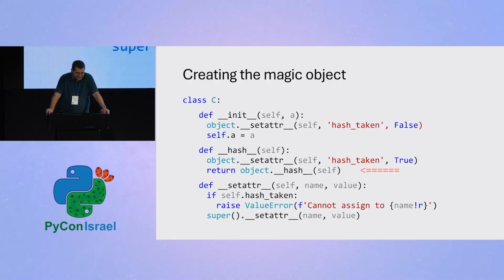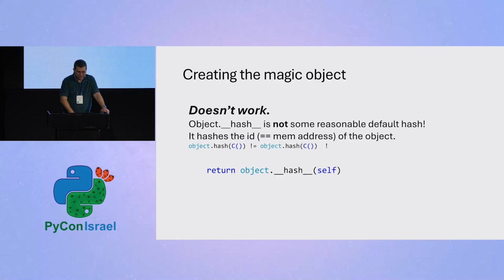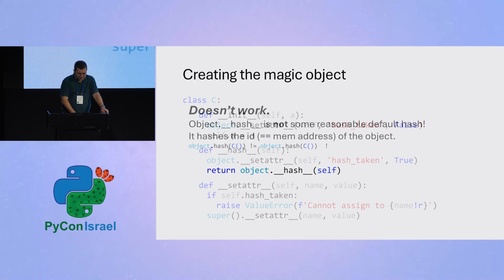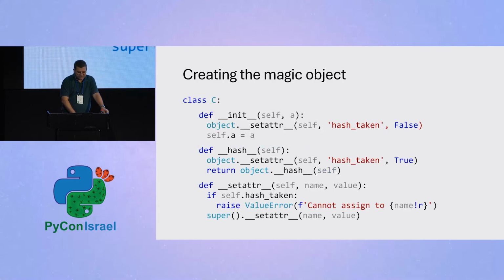And the last problem here is that object.__hash__, unlike object.__setattr__, is not some reasonable universal default. Object.__hash__ does almost nothing. Object.__hash__ hashes only the object's ID. At some abstraction level, it does make sense. When you're looking at a thing as an object, all it has is an ID. So instead of using object.__hash__, let's explicitly hash the attributes that we're interested in.